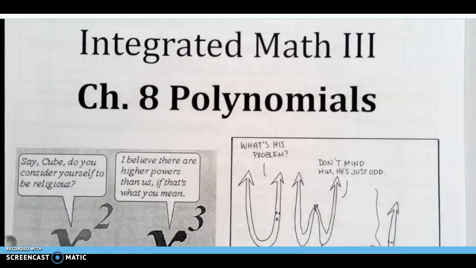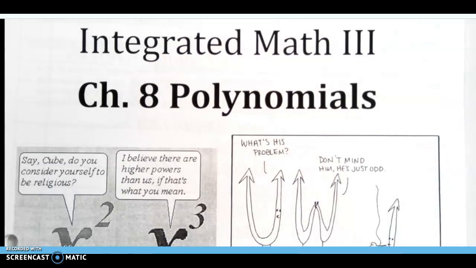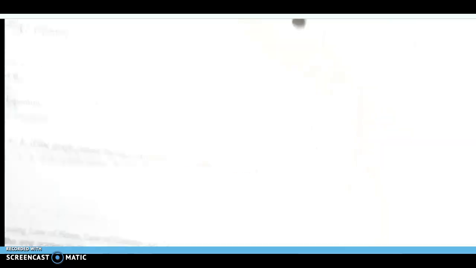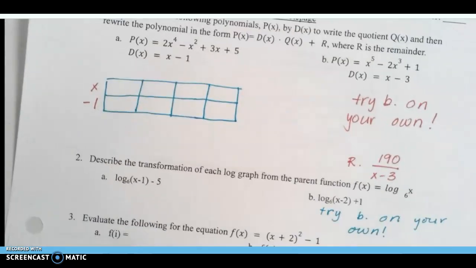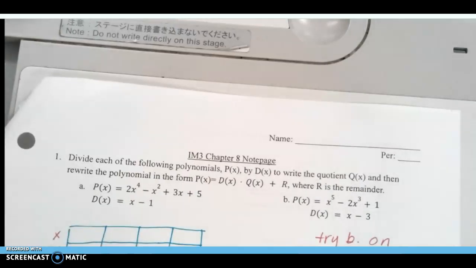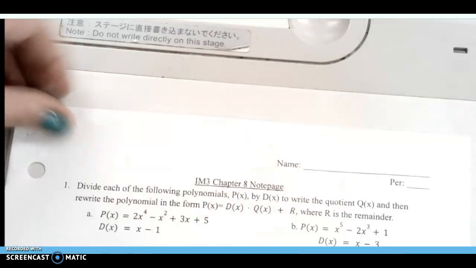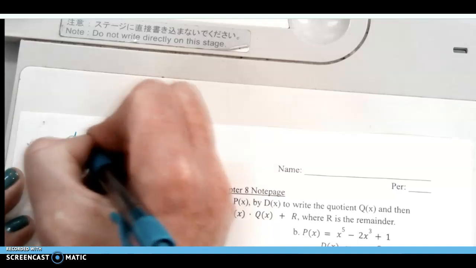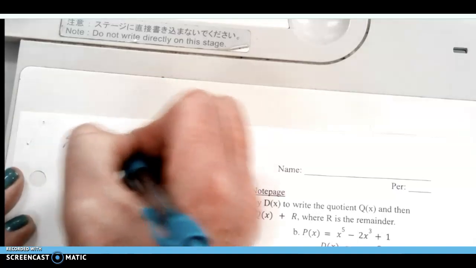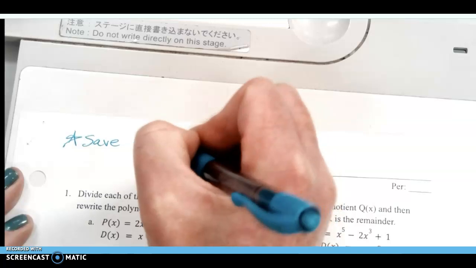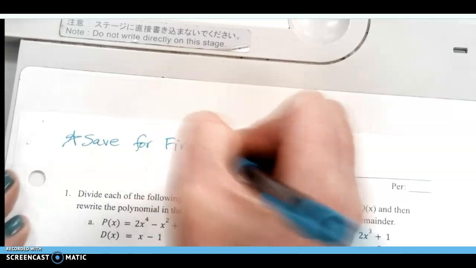Today we're going to finish the note page for the Chapter 8 core packet. Go ahead and pop the last page off of your core packet and fill in your name and period up at the top. Then you're going to write "save for final."